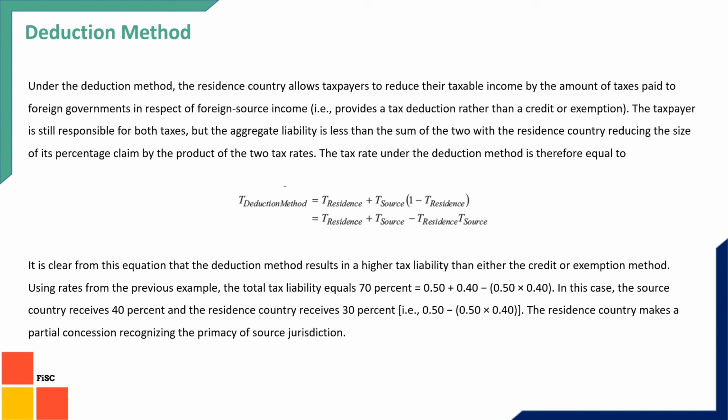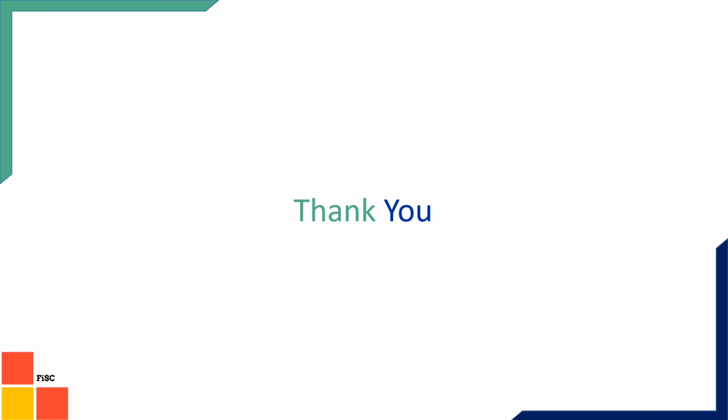The third one is the tax deduction method, which says that the total tax won't be the sum of tax on residence and source, but it is based on a different kind of calculation. From the previous example, 50% residence and 40% source tax means 90% taxes, but in the deduction method, the only tax which you have to pay is 70%. That's all which we have to study in this video.